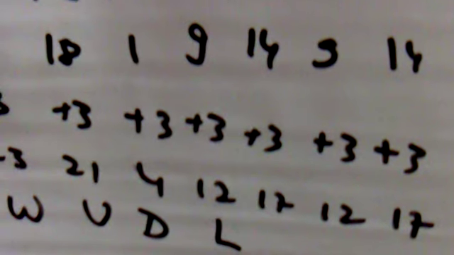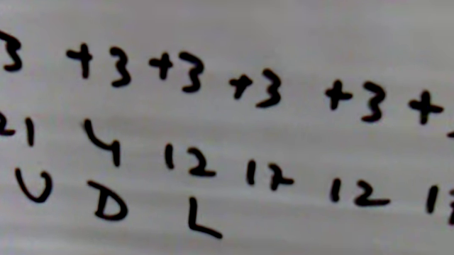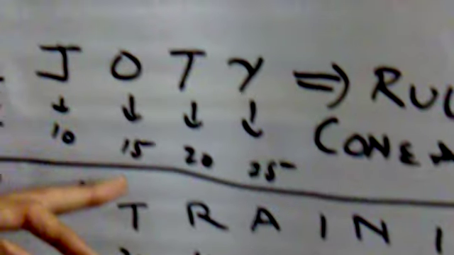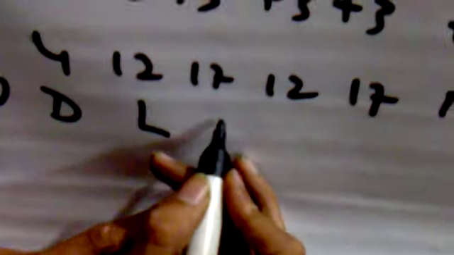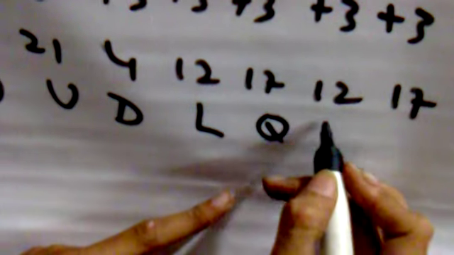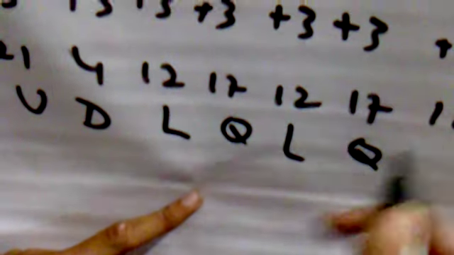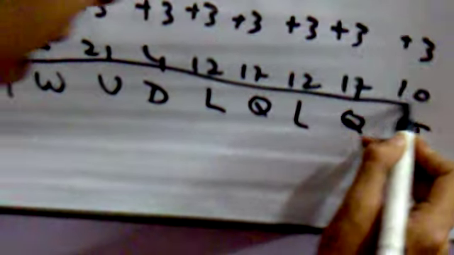What alphabet would feature on the value 17? Okay, let's see. O is 15, that means something that features 2 after O. So 16 goes on to be P and 17 is Q. Then again 12 is L, then again 17 is Q, and 10 itself is in the EJOTI rule. E stands for 5, J stands for 10. So the answer, my friends, would be this, that is W, U, D, L, Q, L, Q, J.